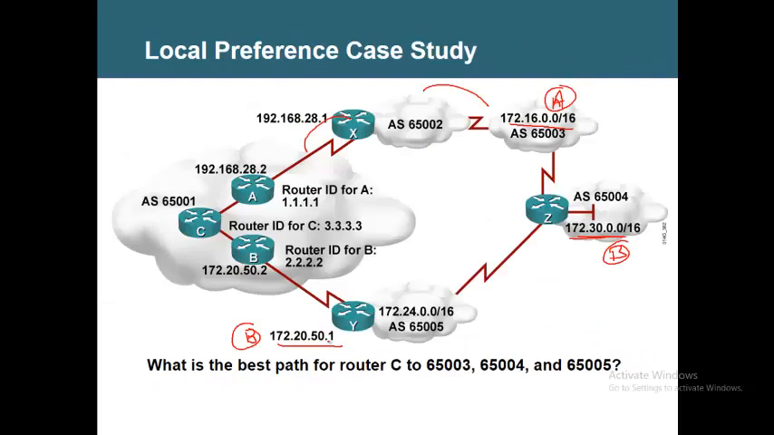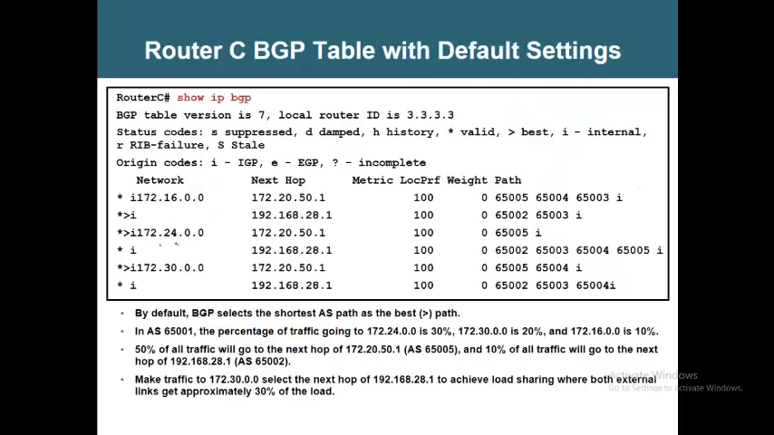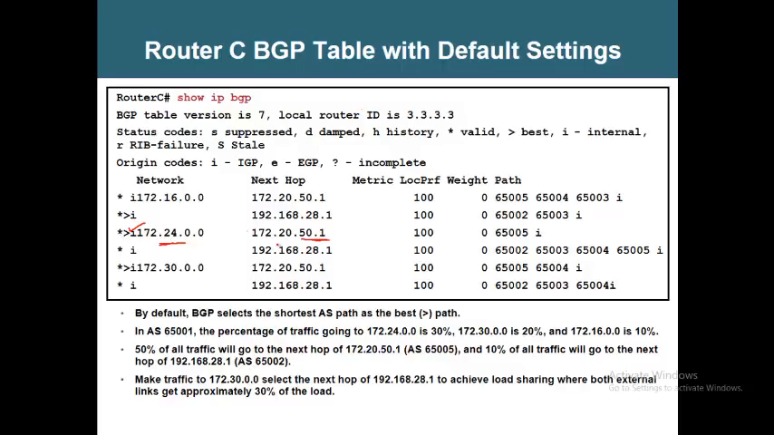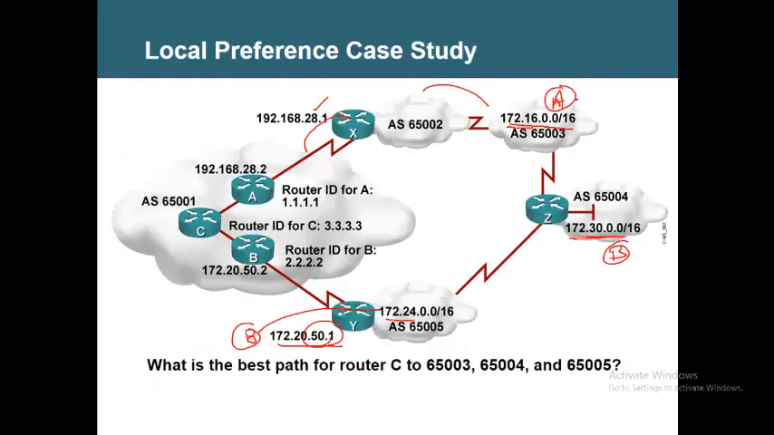You see, 172.24. You said you will go via B. B means 50.1. 172.24, 50.1. Correct, no? Yes. Next. 172.16. You said you will go via X, which is 28.1. Correct, no? Yes. Next. 172.30. You said again you will go via 50.1, which is Y. Yes.